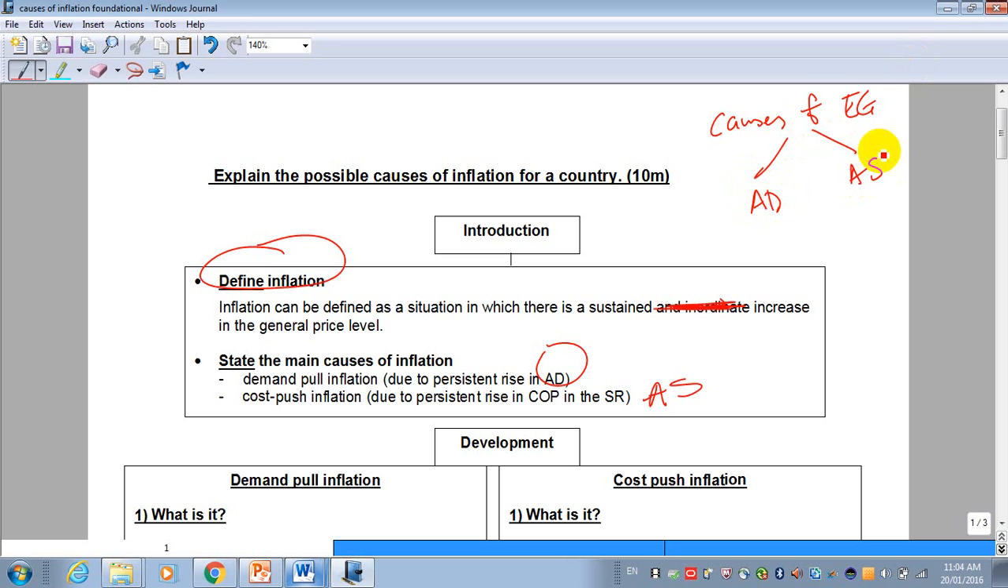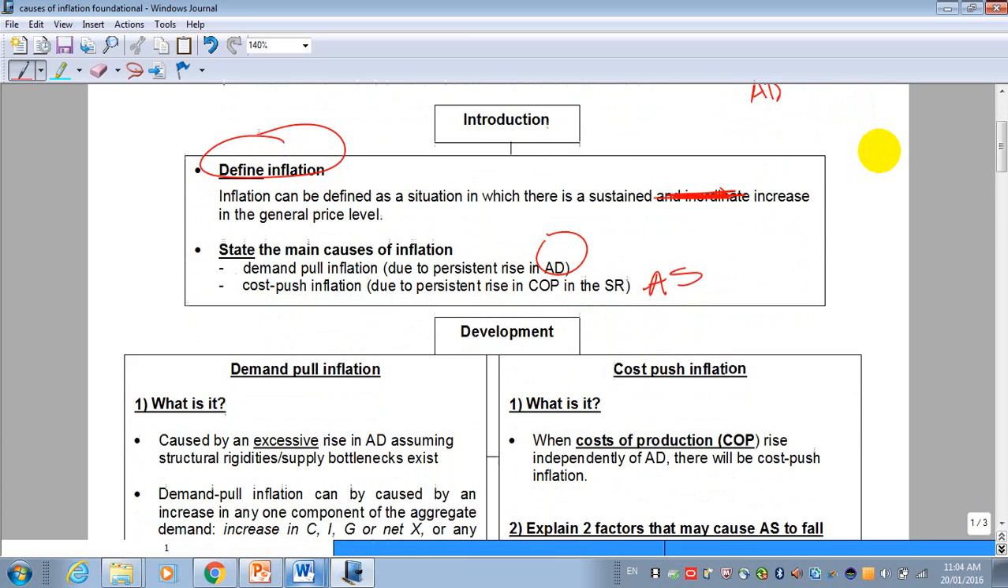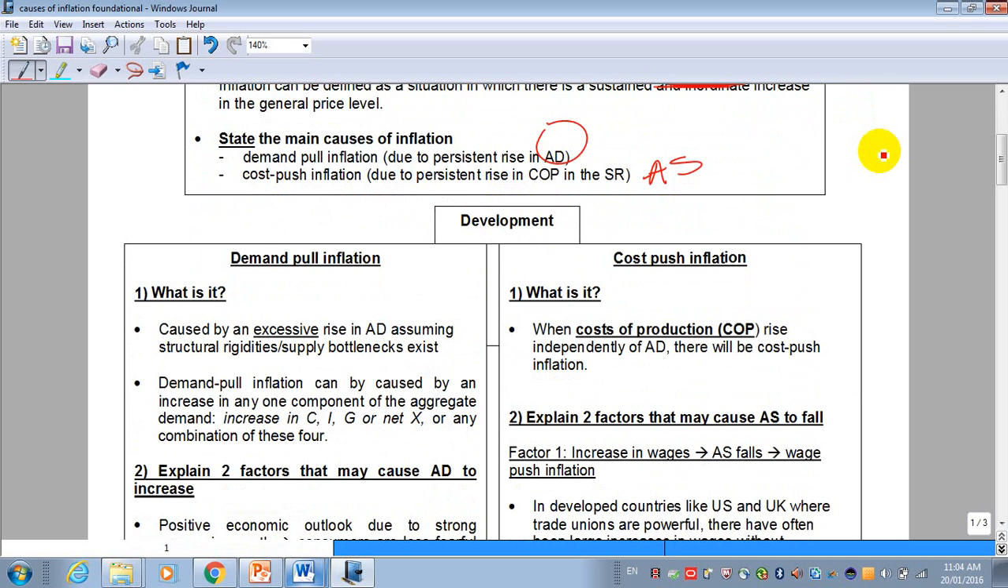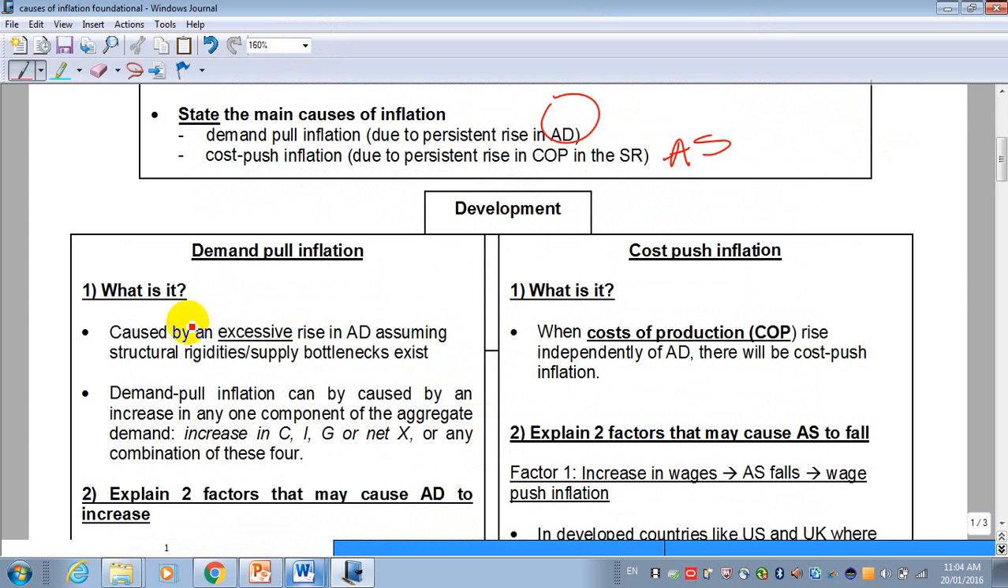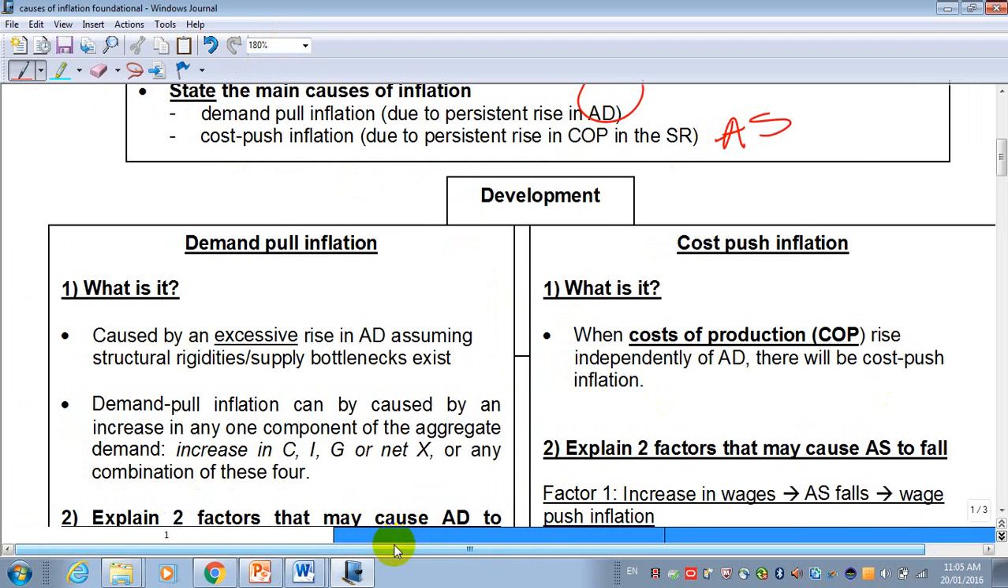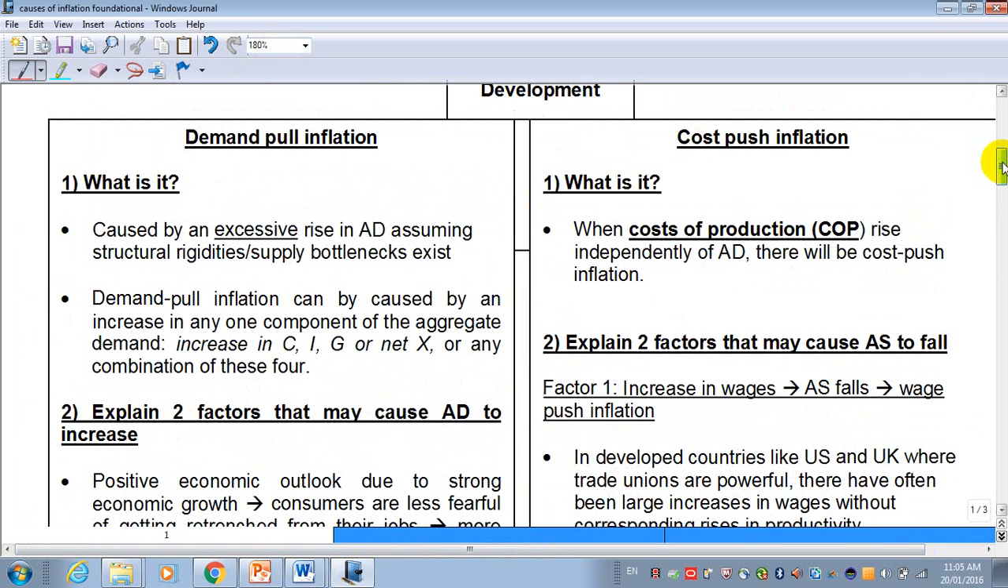Okay? Demand pull, which is the AD side, aggregate demand. Cost push, which is the AS side. Okay? The aggregate supply, which is related to cost of production. Alright, now, everybody focus on demand pull inflation now. Okay? Don't look at the AS side. Okay? Alright, let's look at demand pull inflation.